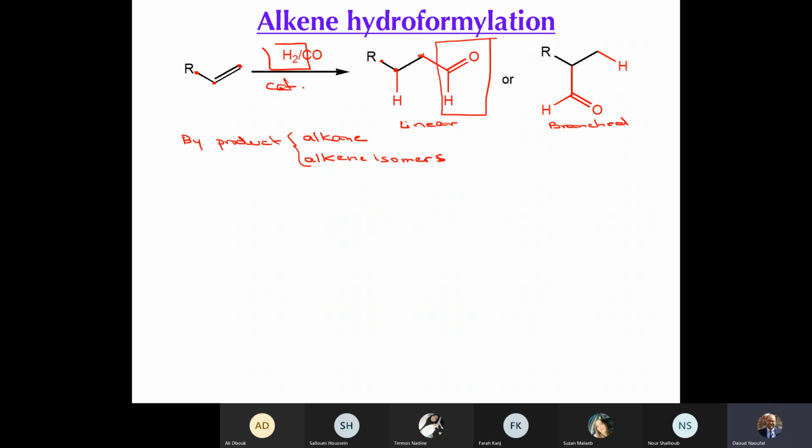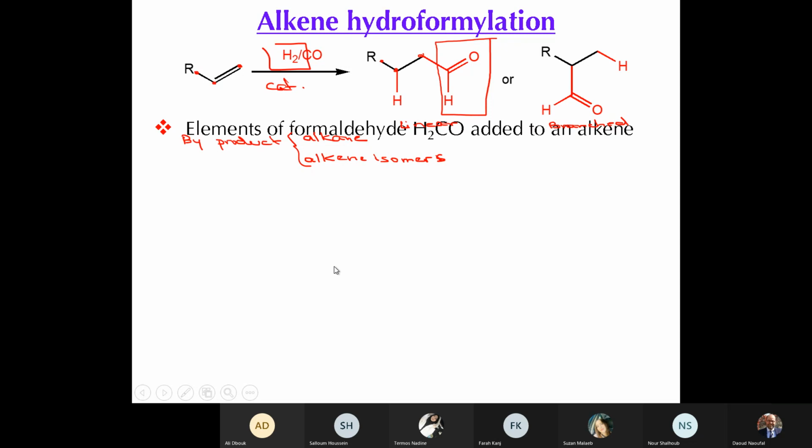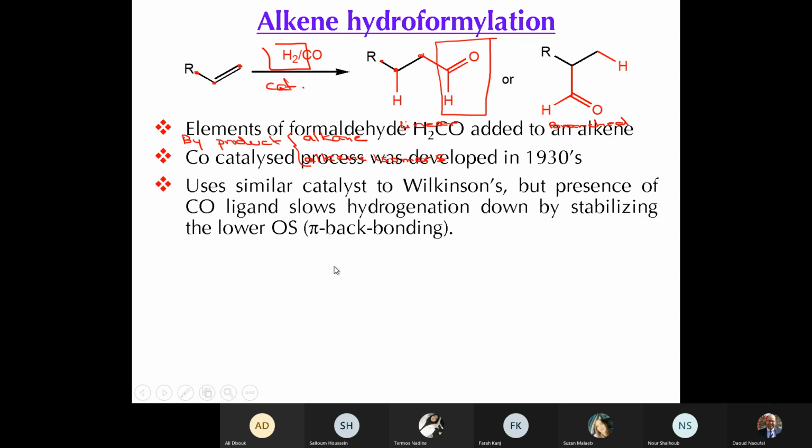Now we have to explain the appearance of the carbonyl functional group CO. So we start with 3 carbons, for example. We obtain a structure of a 4 carbon chain. We add 1 carbon and we add 1 oxygen. For this reason, this is the hydroformylation. The catalyst used is cobalt.